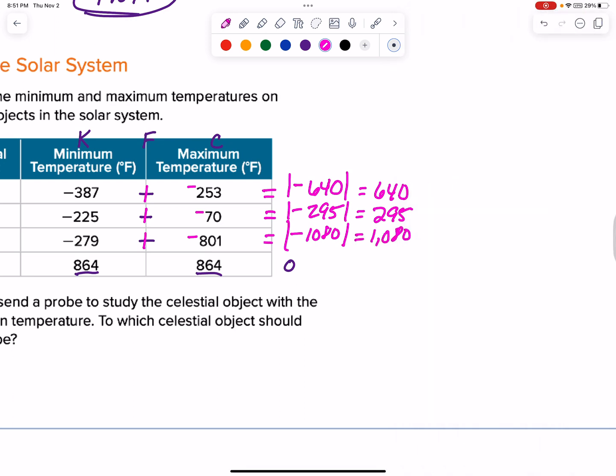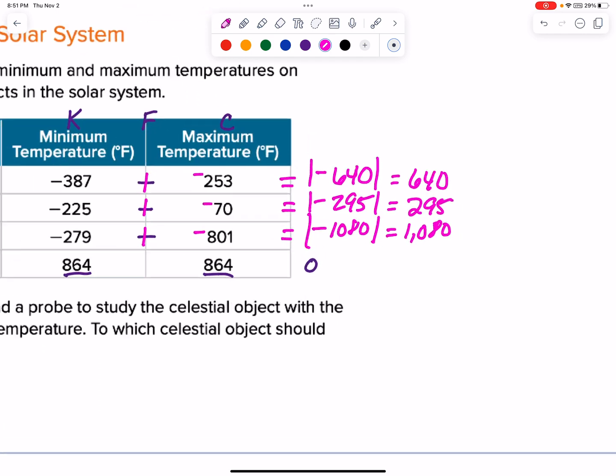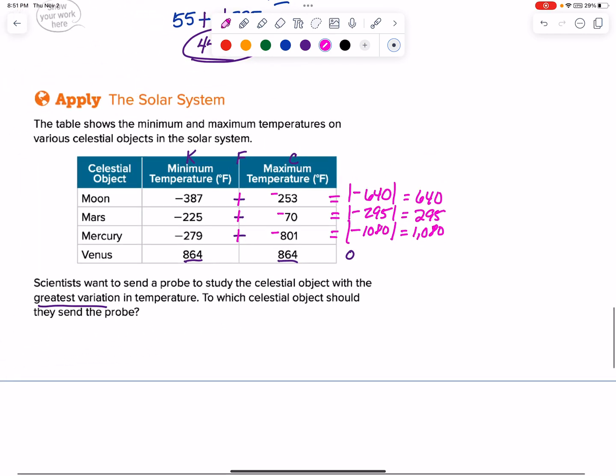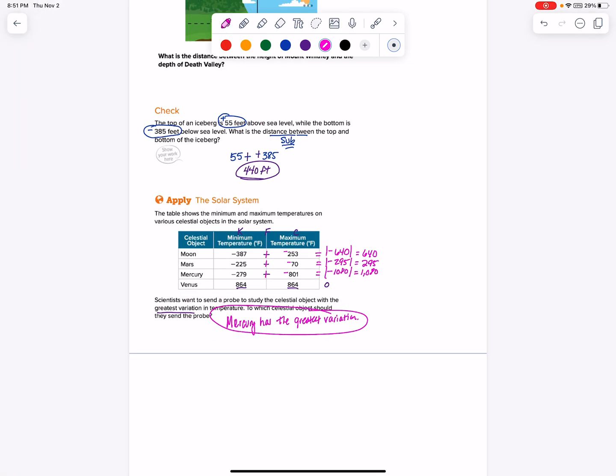So which celestial object has the greatest variation? Well, obviously, Mercury has the greatest variation, so that's what we would write. Mercury has the greatest variation, period. And there we go. All right, so that's it for your notes.